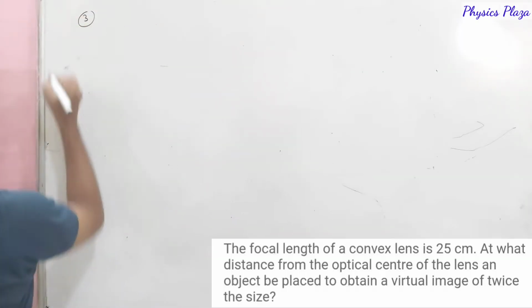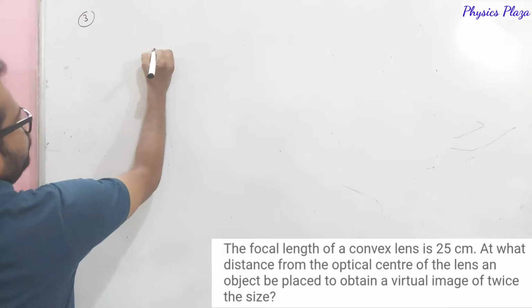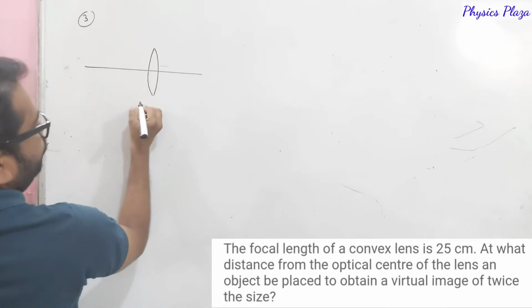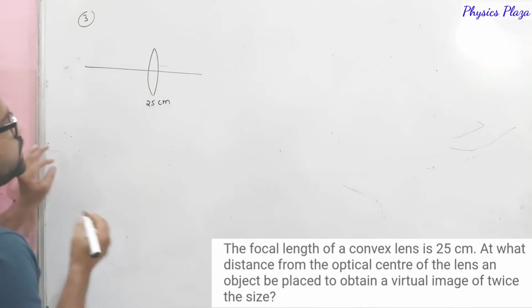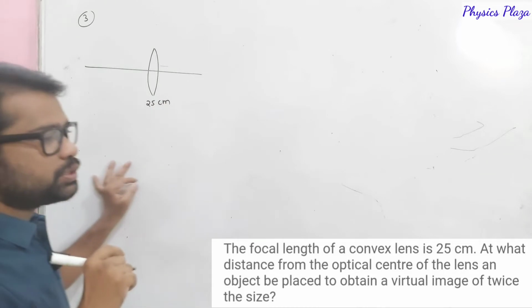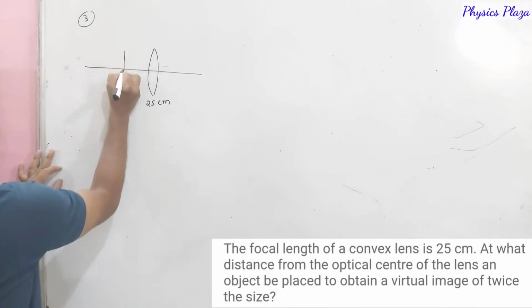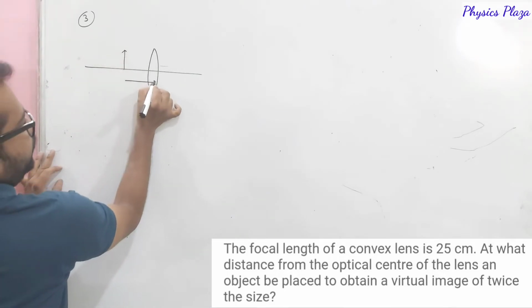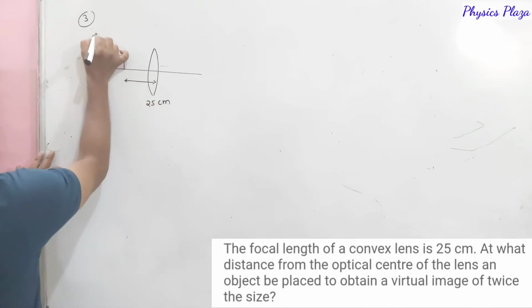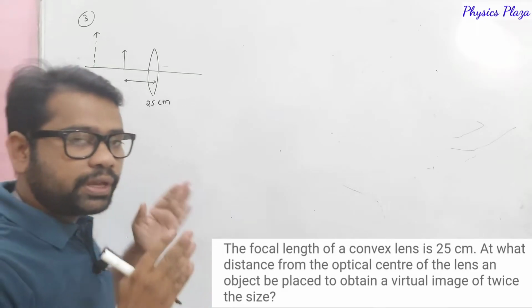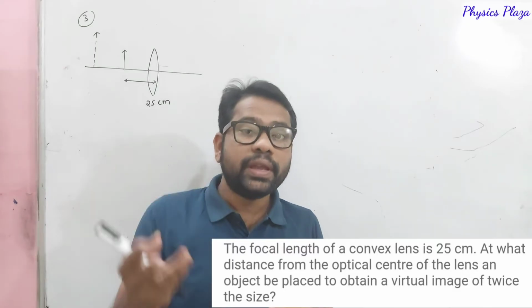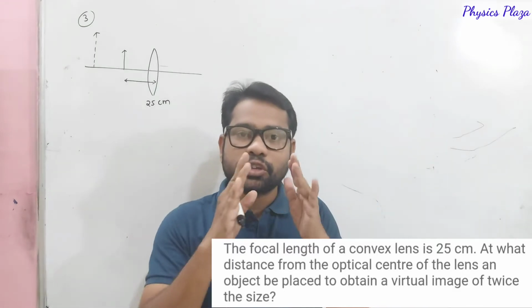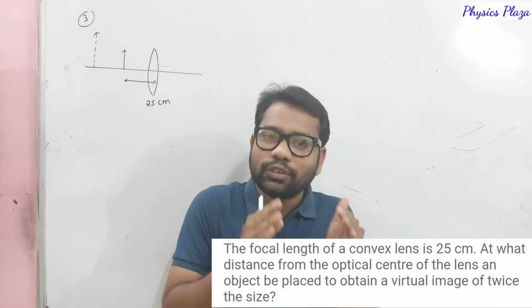That is the third numerical. Children, here is given a convex lens of focal length 25 centimeters. They are asking us to calculate where we need to keep an object in front of a convex lens, so that we get a virtual image of twice the size of the object. So we need to calculate the object distance, so that with a convex lens we get a virtual image double the size of the object.